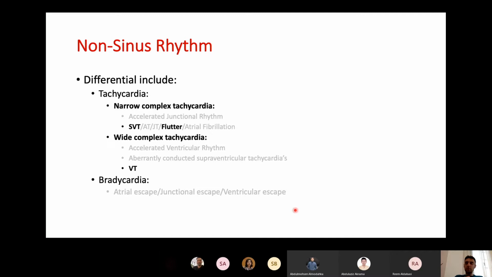So in other words, if you see the P wave is sinus, then you move on and focus on the PR interval and the P wave morphology. But if it's non-sinus, then you have to ask yourself a couple of questions in order to determine what you are looking at.